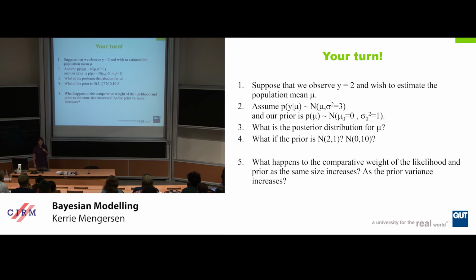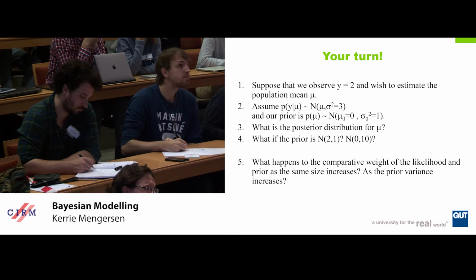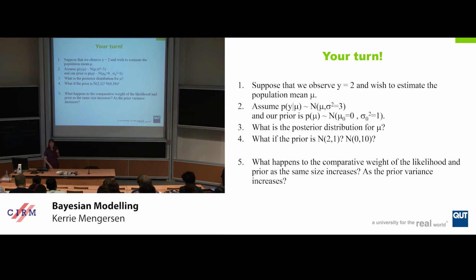All right, so just another very quick exercise. Let's say you have y equals 2 and you wish to estimate the population mean. We have a likelihood of normal mu, sigma squared equals 3. Sorry, that's our likelihood. And our prior is going to be normal 0, 1. So I want to know what's the posterior distribution for mu. I'm going to put the formula back on in a minute. So just write down the bits that you need from there.